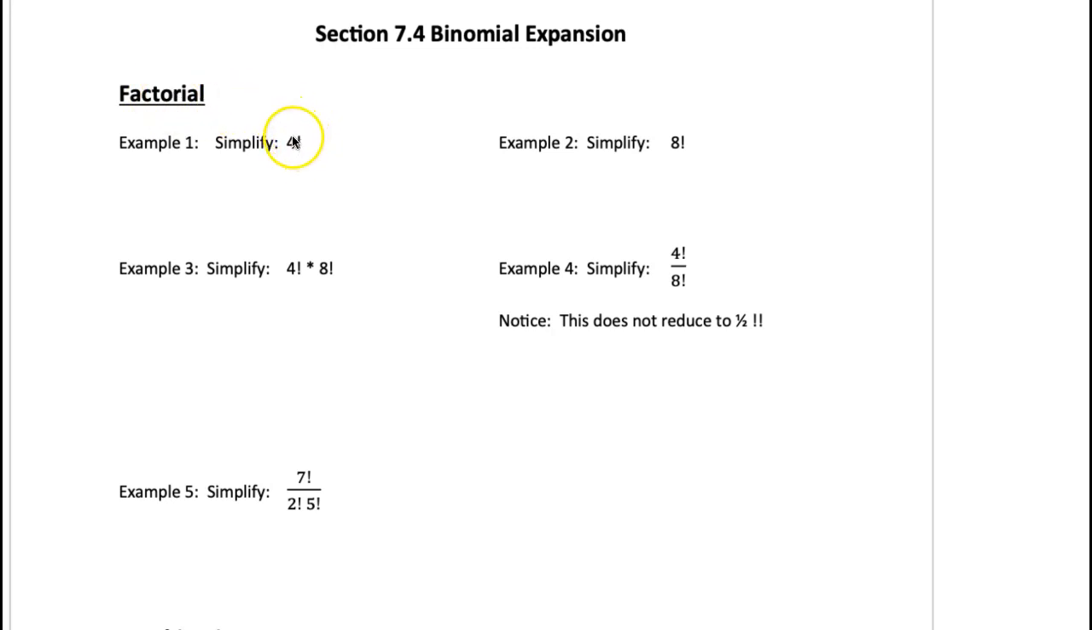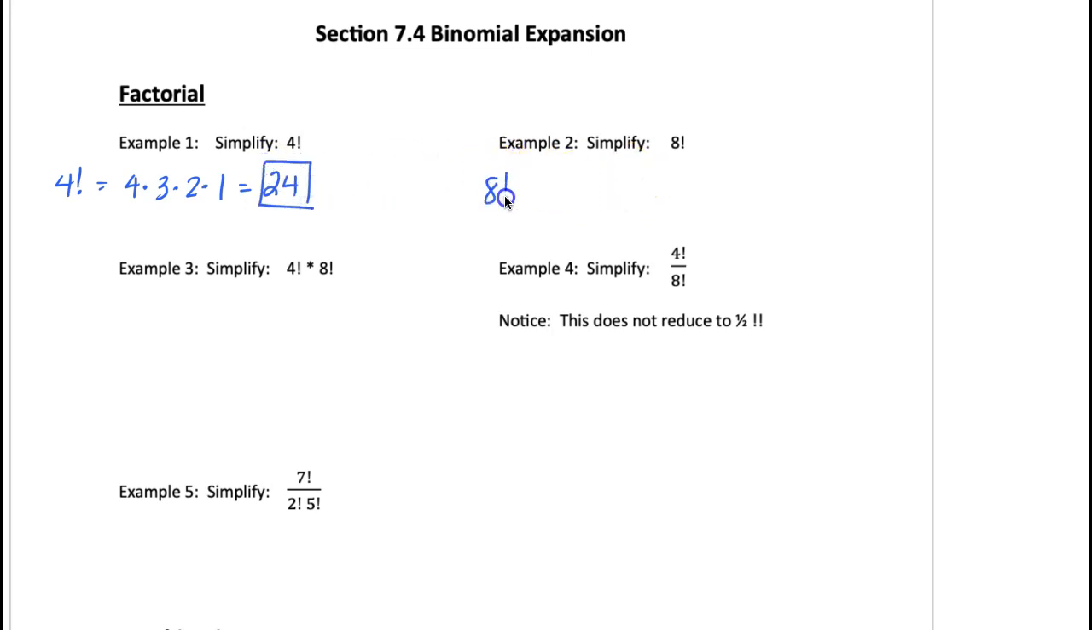Factorial. Factorial is indicated by this exclamation point after the value. In this case, 4 factorial would mean starting at 4, multiply by all the numbers below, down to 1. So 4 factorial would indicate 4 times 3 times 2 times 1. Simplifying this, 4 times 3 is 12, times 2 is 24, times 1 stays 24.